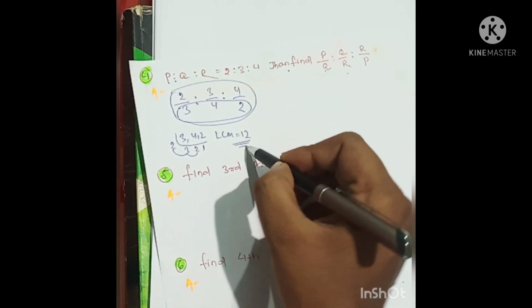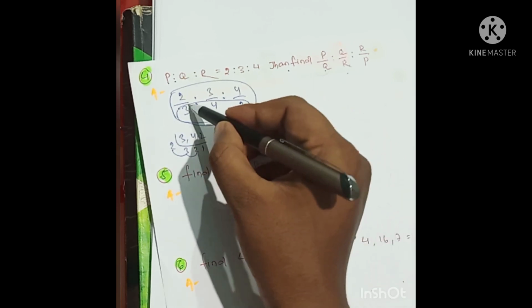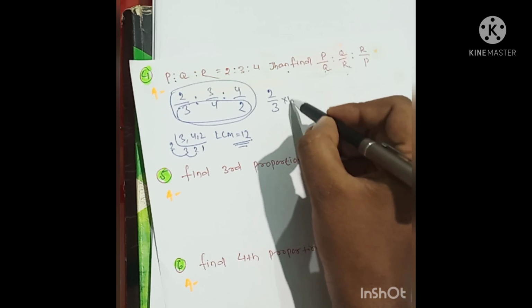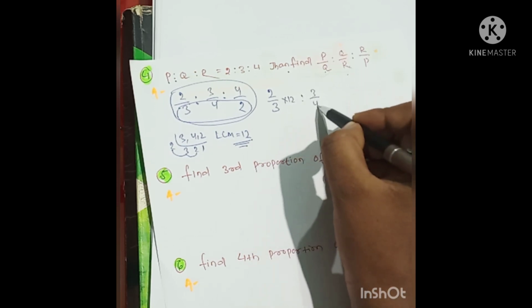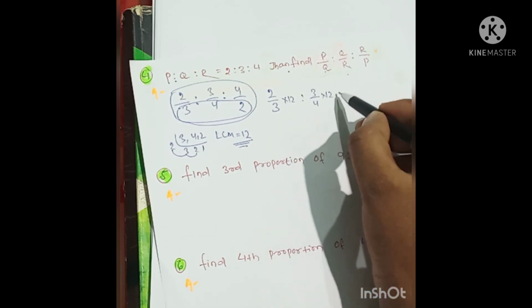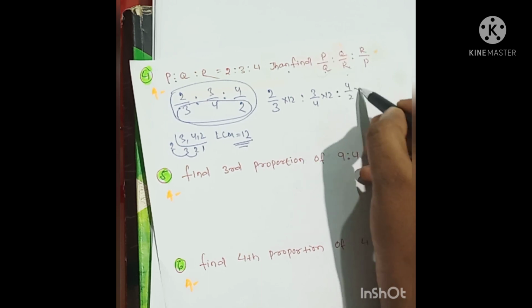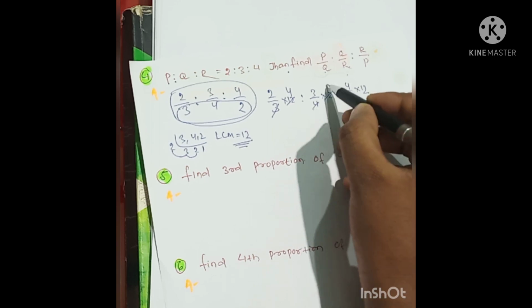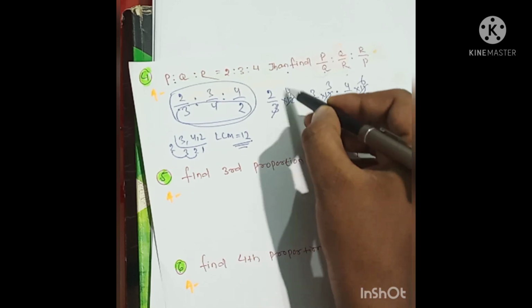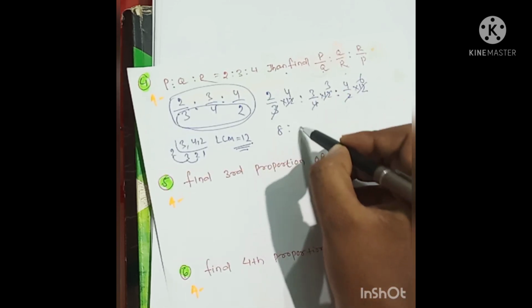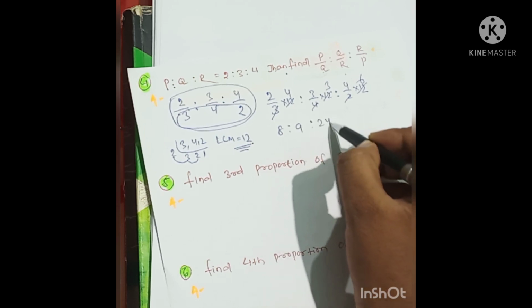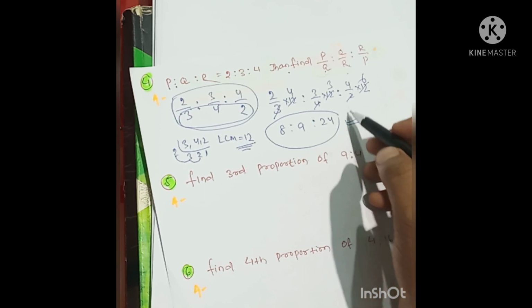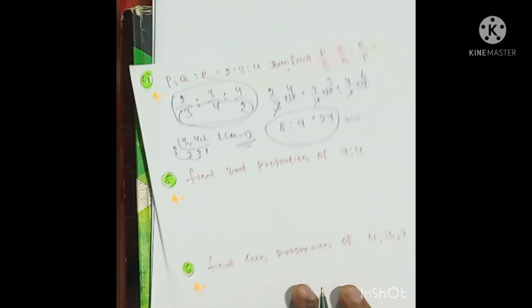So now what will you do? Now multiply all these fractions by 12. How? Like this: 2 by 3 into 12 is to 3 by 4 into 12 is to 4 by 2 into 12. Okay, now cut down here, 4, 3, 6. Now multiply this: 8 is to 9 is to 24. So this is your final answer. Okay, I hope you understand these things. Then we'll go further to question number 5.